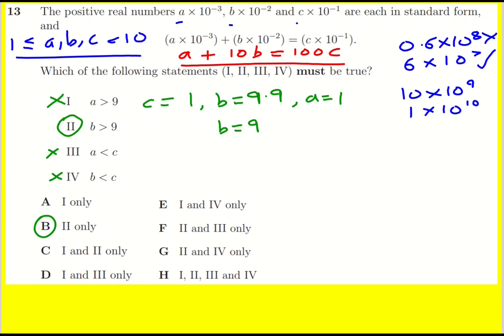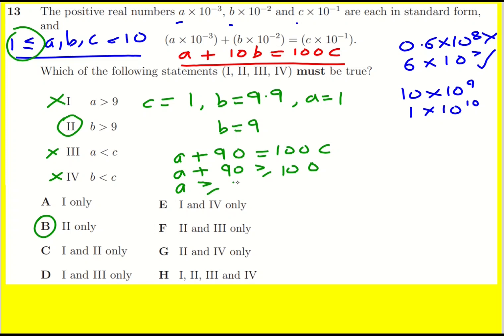So if B was equal to 9, I would get A plus 90 equals 100C. Now the smallest C could equal is 1, as we saw from before, so we'd have to have A plus 90 greater than or equal to 100. But that would mean that A has to be greater than or equal to 10, which it can't be because we know it's less than 10. So basically it has to be true that B is greater than 9.